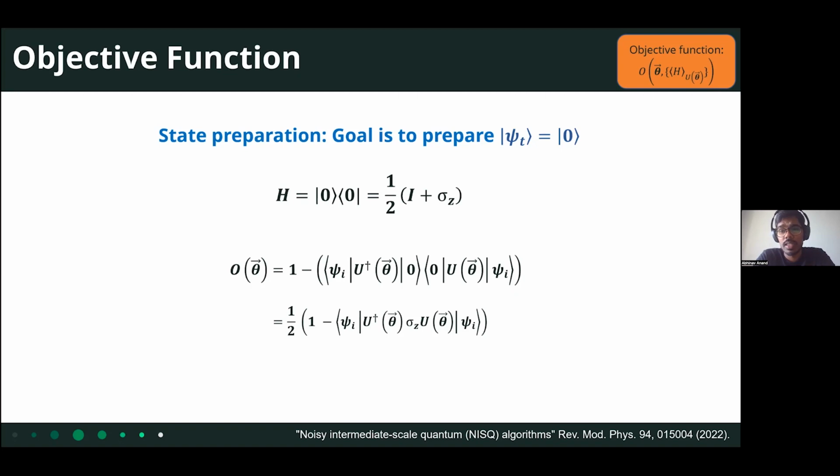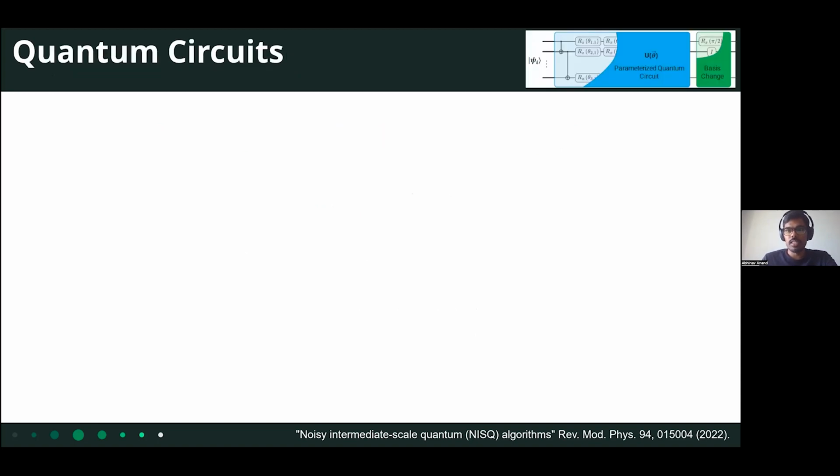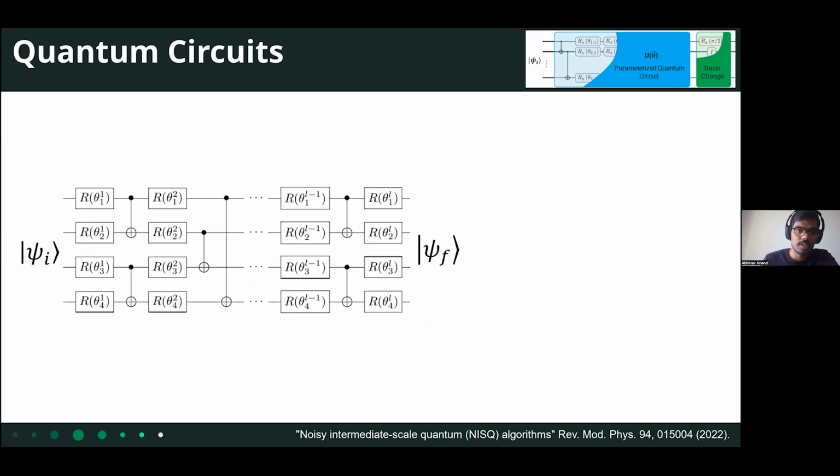So you can very easily define your objective function, given the problem that you are after, by encoding your problem in the Hamiltonian. So that's the objective function. The next thing that we want to look at is, okay, how can we prepare the guess state on the quantum computer, right? So like the quantum circuit.